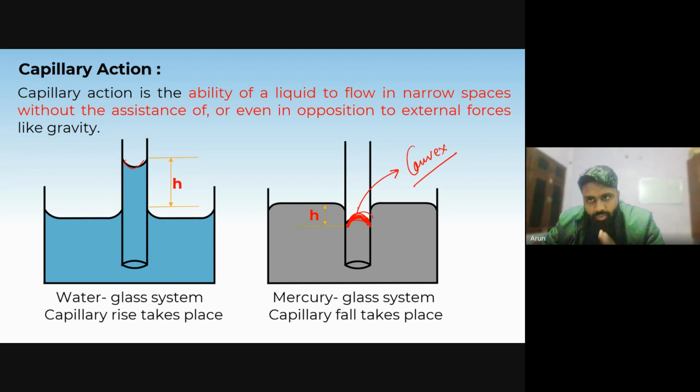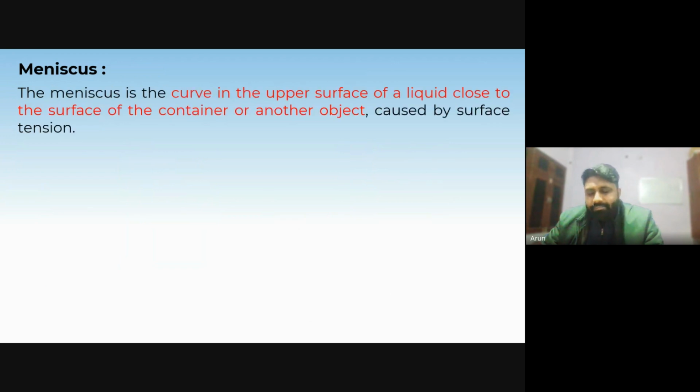Here you will see it is a concave mirror. You will see this in the optics chapter in your 12th class, but for now you will see it as a concave, and this is the convex. If liquid is bulging out, it is a convex. If liquid is going down, it is a concave. Okay. So here I have discussed the meniscus. Meniscus is the curve in the upper surface of the liquid close to the surface of the container or another object, and it is caused by the surface tension.